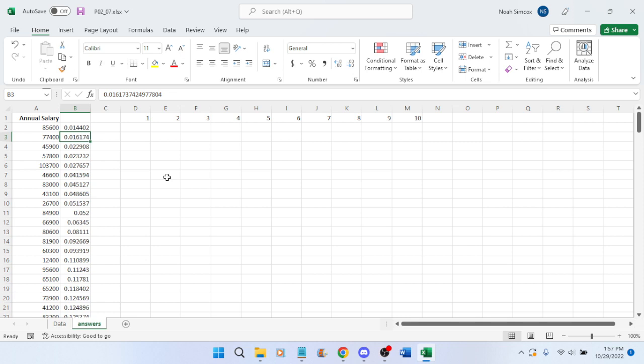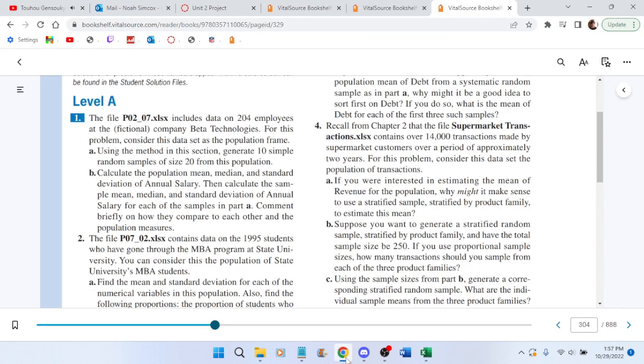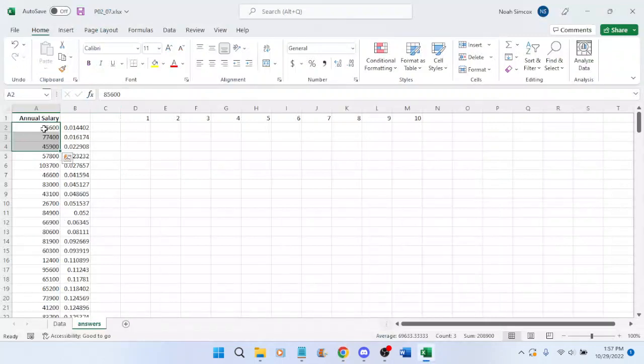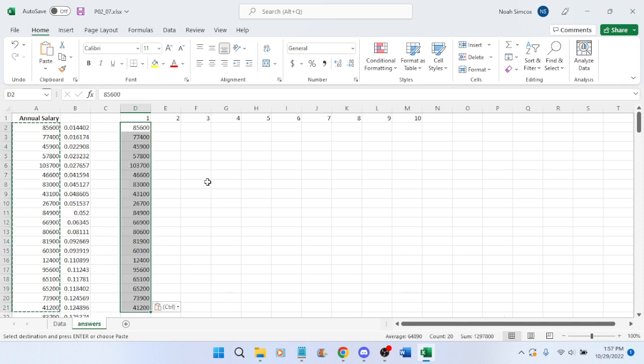So here's our first random sample. Now we are going to select the first how many values? 20. So basically go to cell 21. And we've gotten our first set of 20. So that's our first random sample.